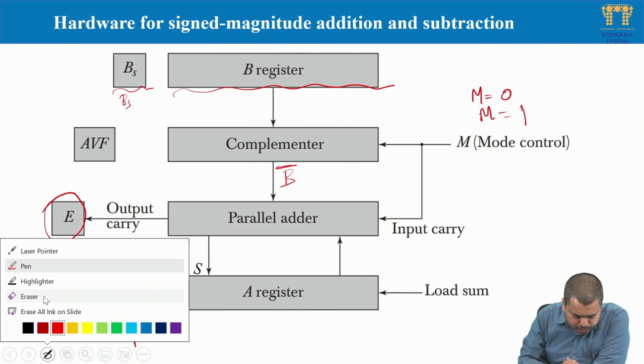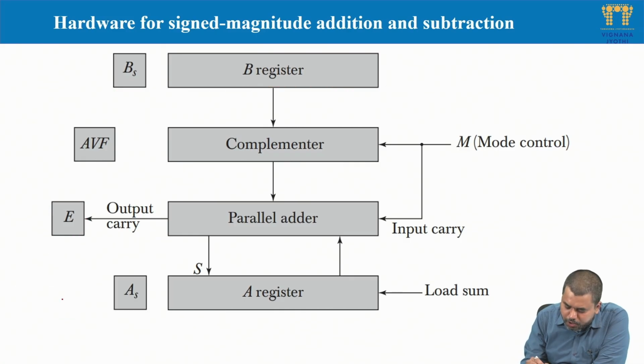First of all, if M equals 0, what happens? The complementer output will be B, right? So what your parallel adder will do is perform A plus B, and the result is stored in the A. So this is a micro operation performed, right?